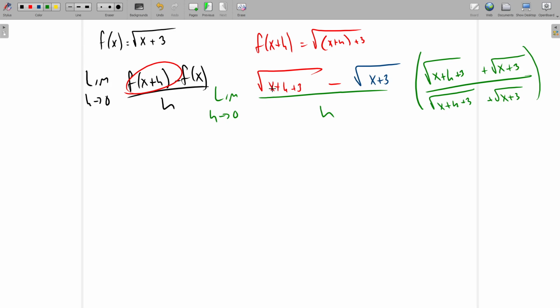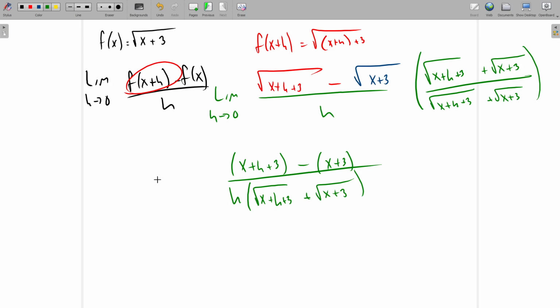All right, so let's do that. Well, when we multiply conjugates, we only need to square the first term. So we're going to square this, canceling the square root, giving us x plus h plus 3 minus the second term squared, which will cancel the square root, giving us x plus 3. And in the denominator, the pieces that aren't conjugates, we're never going to multiply them because that's just going to be extra work that we don't need to do.